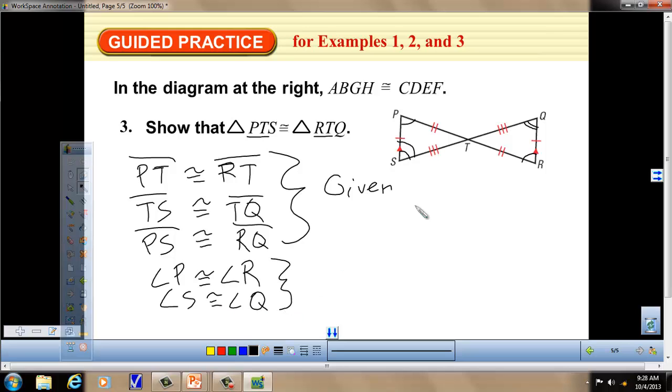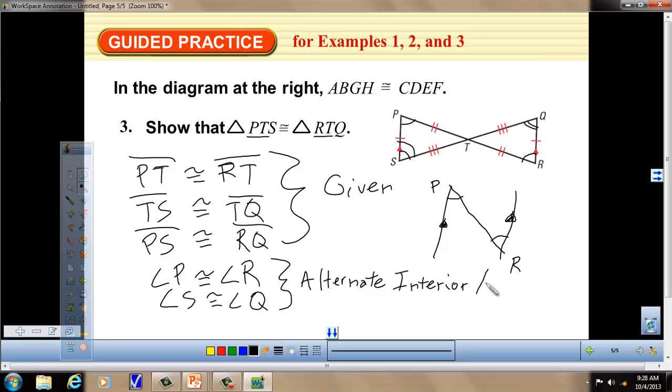And the reason for this, again, if those two lines are parallel, it's kind of hard to see, but I'm just going to draw it here real quick. If this line is parallel to this line, and we know that those angles are congruent, call this my P and call this my R. Can we see how it relates to the picture up here? And the same thing's going on with S and Q. These are alternate interior angles, so we would say alternate interior angles theorem.